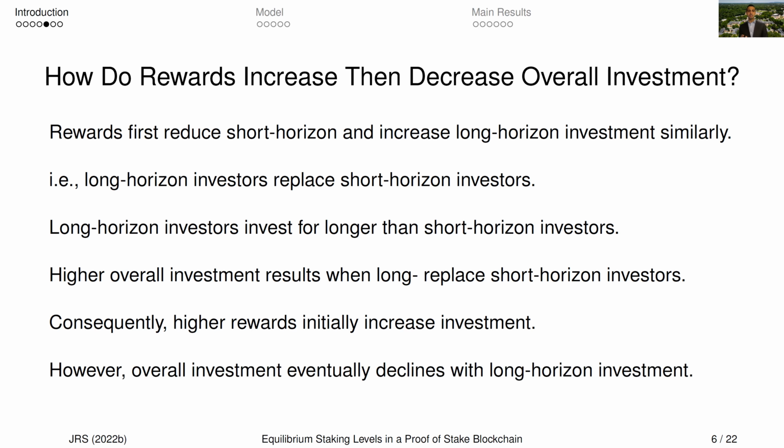Now, again, I do want to emphasize that, in my view, the main insight in the paper is that overall investment does eventually decline. Here I wanted to clarify that we also find that it necessarily does increase when block rewards are very small, but importantly, the main takeaway of this paper is that you don't want to push that block reward level too high, because eventually it's going to decline overall investment.